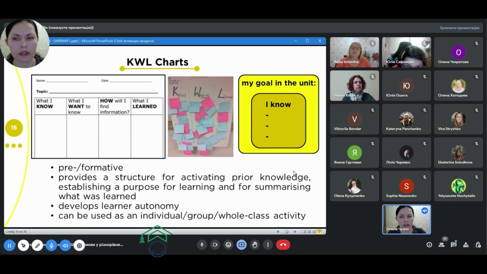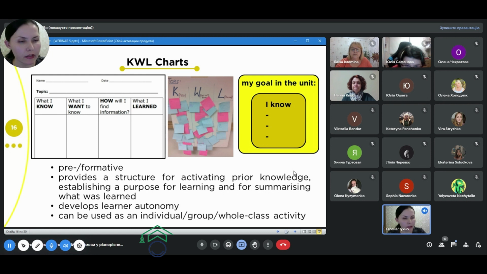This technique can be used as an individual activity, as a group activity, whole class activity. And in the second picture, you have an example of a whole class activity. When you start working on some topic, you can ask the whole class, the whole group, what they already know, what they want to know, and at the end, what they have learned. And they use sticky notes to do so.